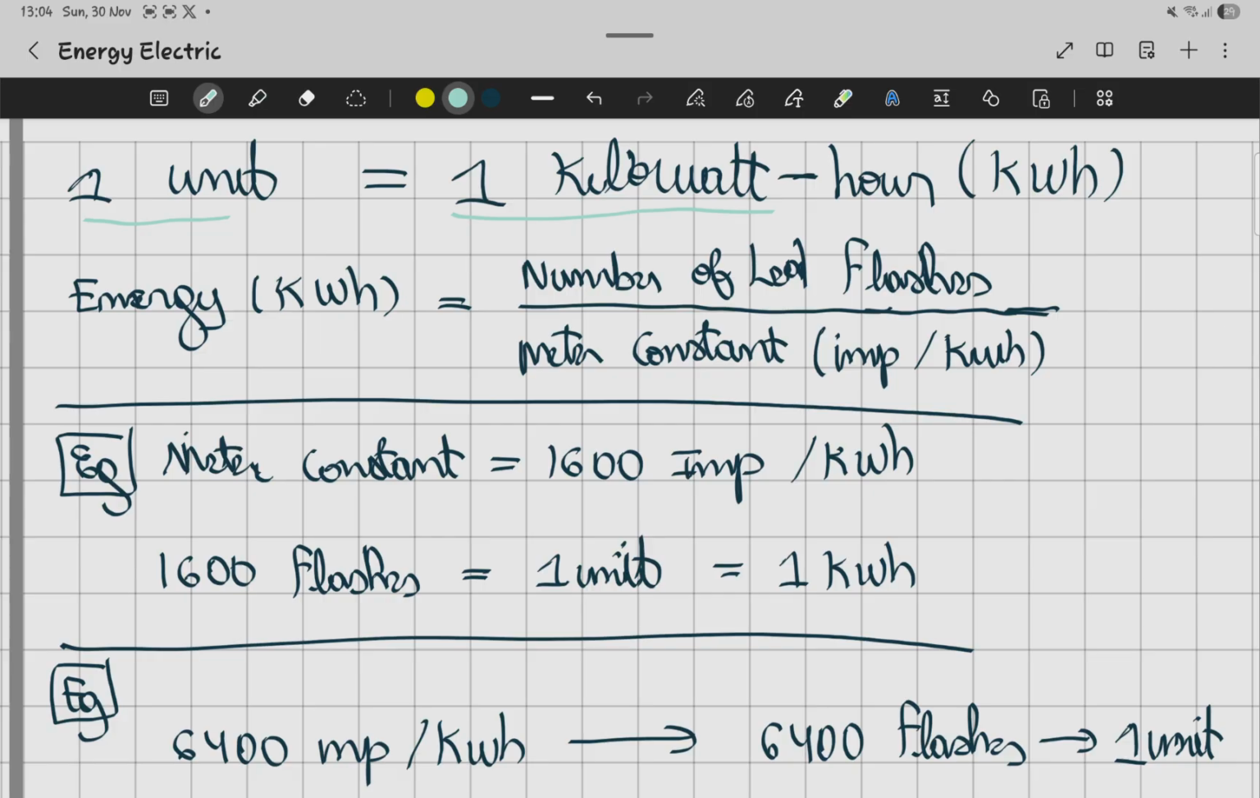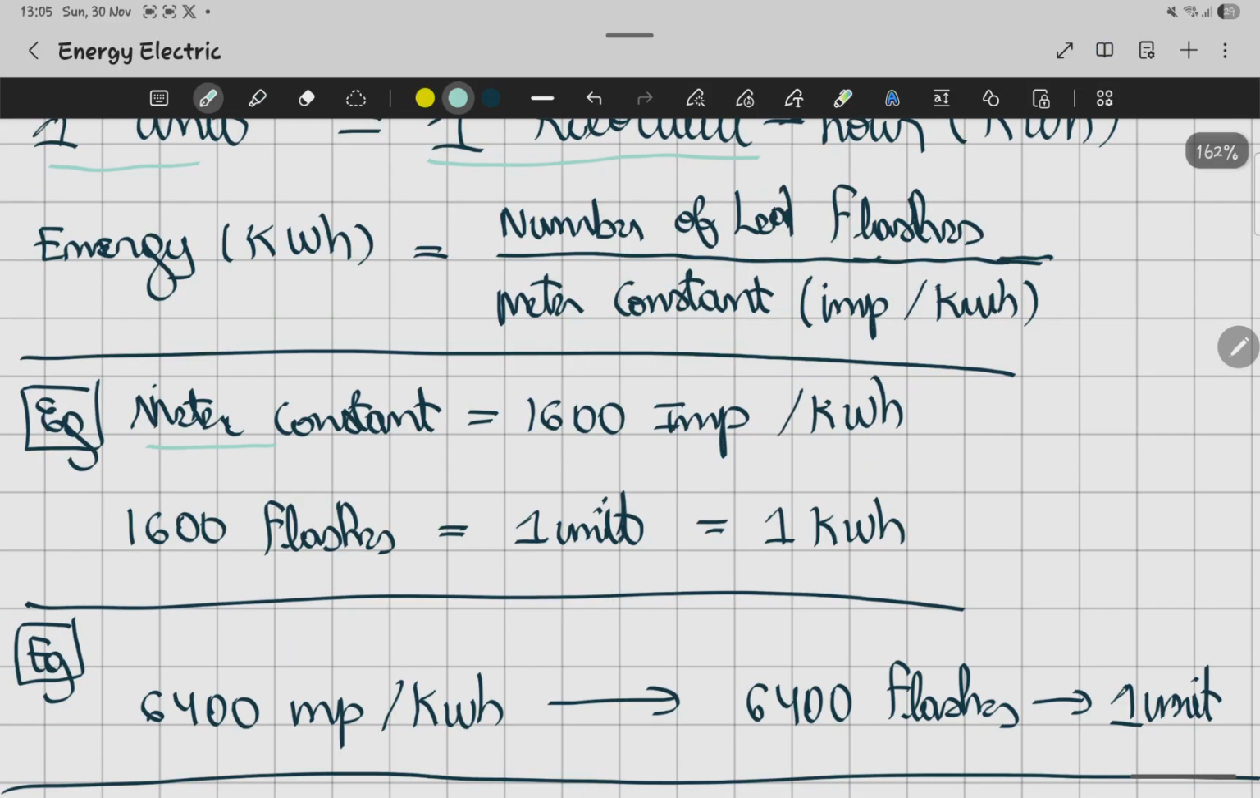Now, here's the example that we had before. On our meters we find that the number of impulse per kilowatt hour is 1600. In simple terms, this means that we have 1600 flashes, which is equal to 1 unit and 1 kilowatt hour. So that's what you see on the LCD of the electricity unit.